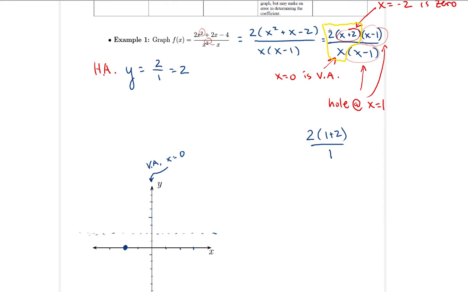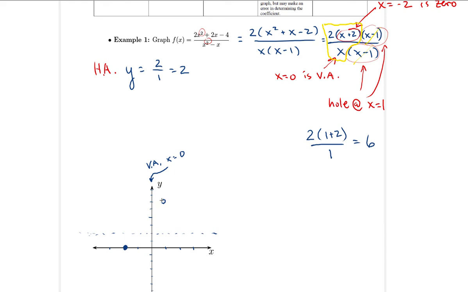So the part essentially after canceling out those x minus 1s. And so you see we get 6 when we do that. So what that tells me is I'm going to put a hole at x equals 1, but it's actually going to be at y equals 6. So 1, 2, 3, 4, 5, 6. So there's our hole.